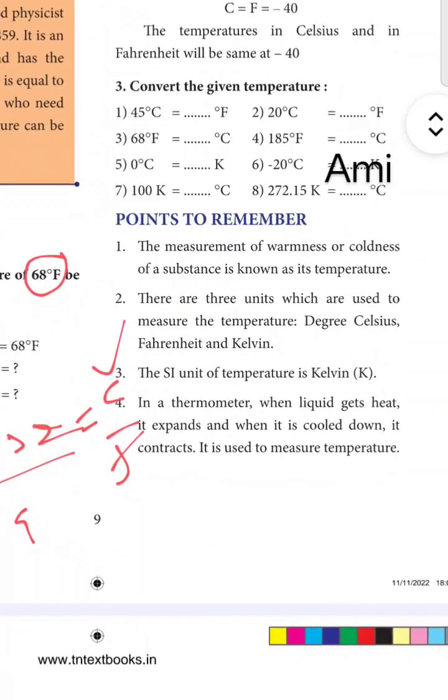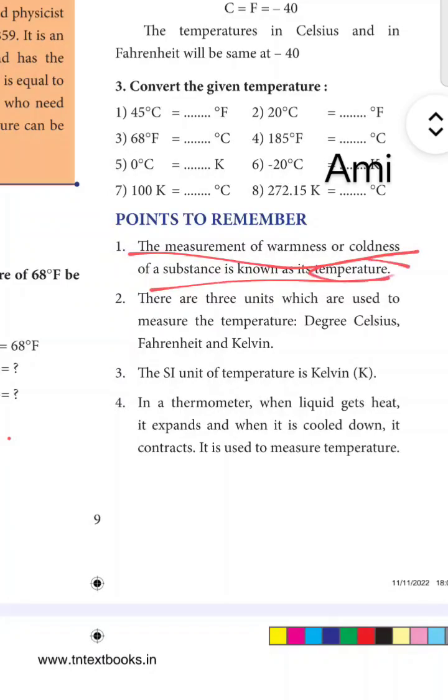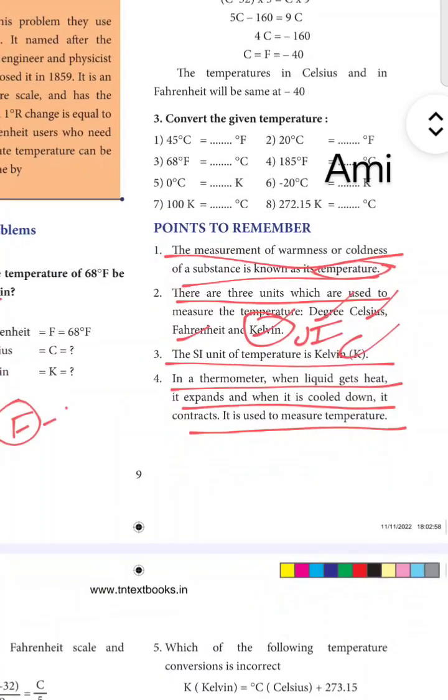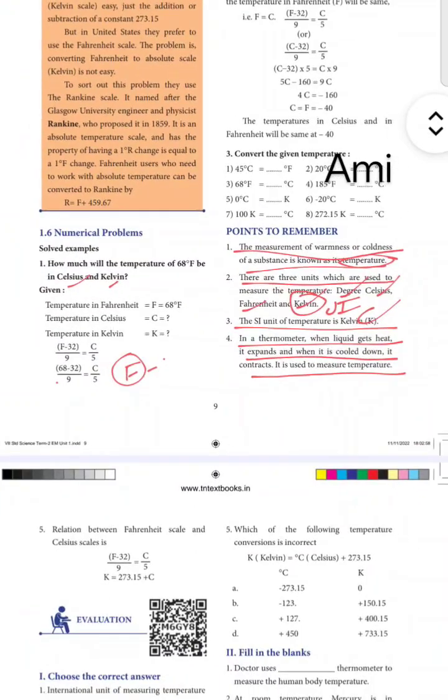The main points to remember in this chapter are: the measurement of warmness or coldness of a substance is known as its temperature. There are three units used: degree Celsius, Fahrenheit and Kelvin, out of which Kelvin is the SI unit. The SI unit of temperature is Kelvin. Very good. In a thermometer, when liquid gets heat, it expands; when it's cooled down, it contracts. So it is used to measure temperature. Thermometers can be of three major types: clinical, laboratory and digital.